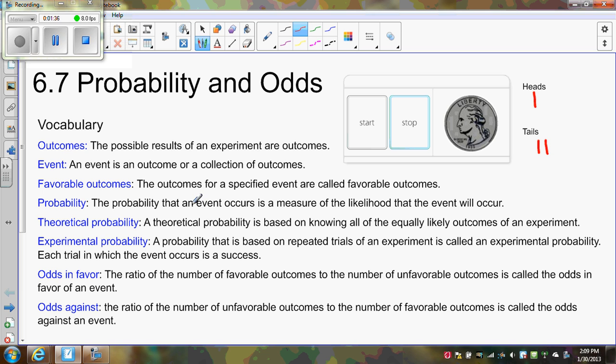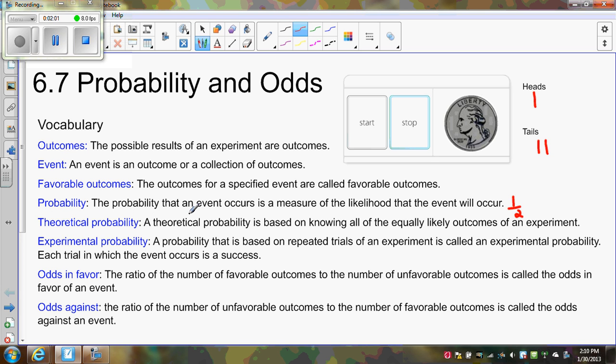The probability that an event occurs is a measure of the likelihood of the event occurring. So for example, the likelihood that it lands on heads, the probability of that is 1/2, because there's two sides. So the probability is 1/2, or 50% probability that it's going to land on heads.